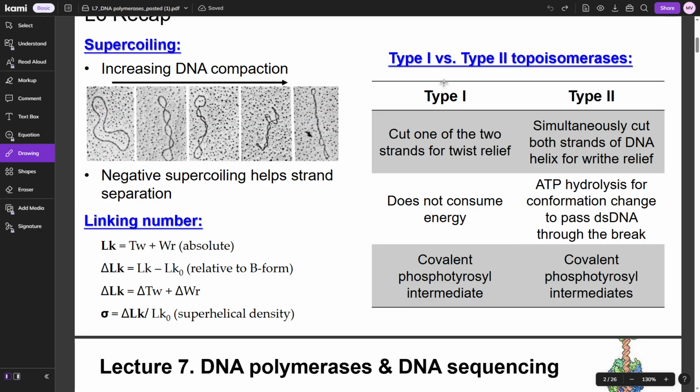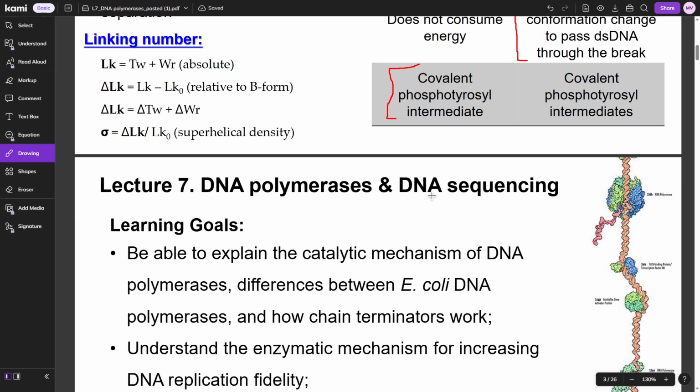For topoisomerases, we have type 1 and type 2. Type 1 cuts one of the two strands for twist relief, and type 2 cuts both strands. Type 1 is for twist relief, and type 2 is for writhe relief. Type 2 also uses ATP, while type 1 does not, and they both use the covalent phosphotyrosyl intermediate, where a tyrosine amino acid binds to one of the phosphates of a nucleotide to do the cleavage reaction.